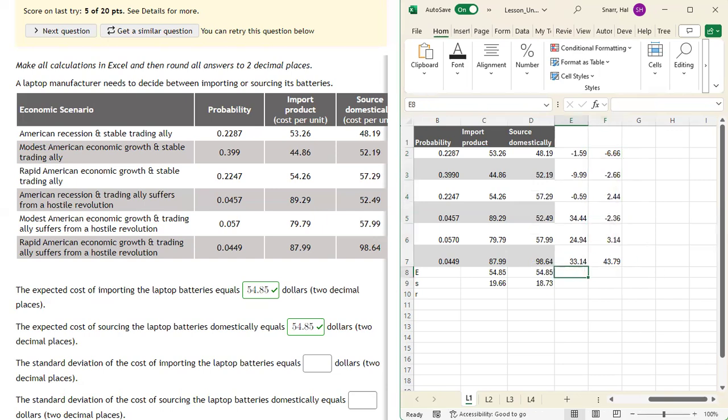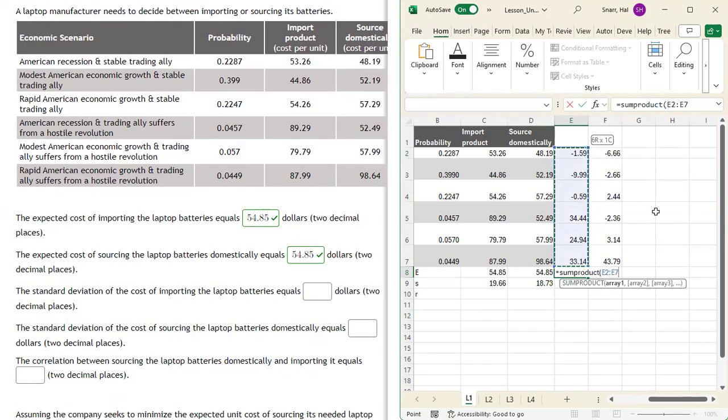To get the variance, there's a couple ways we could go. We could square each of these and then sum those squares. If I type E2 to E7, and then I replicate that, E2 to E7, that squares and sums those values.